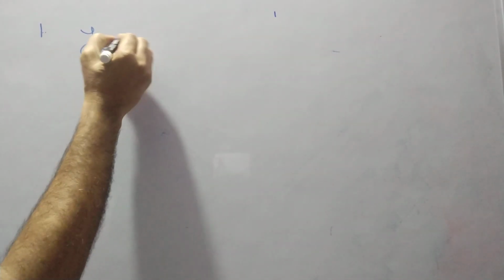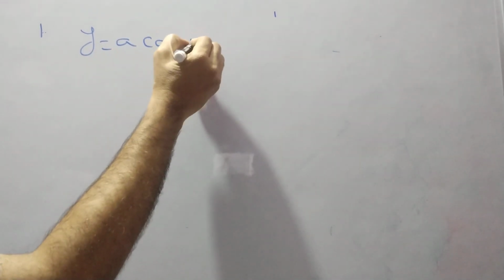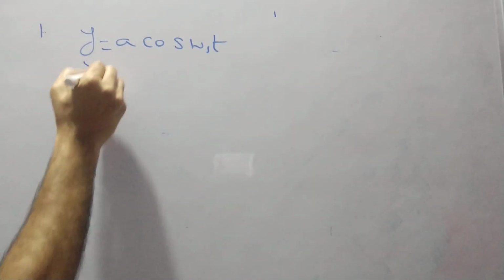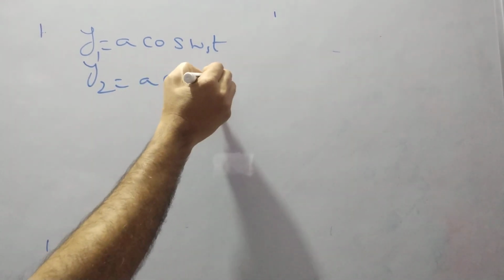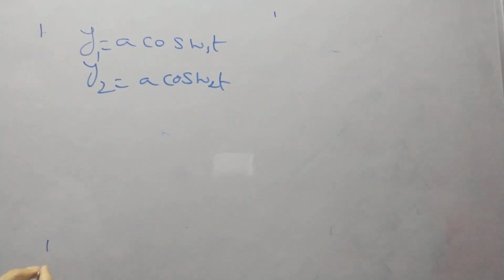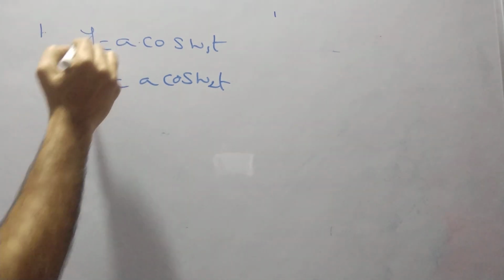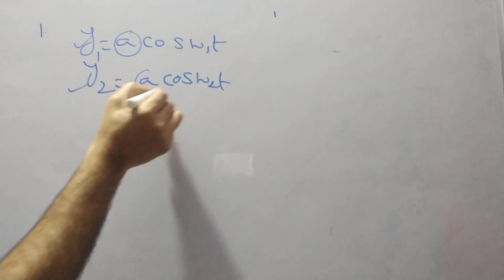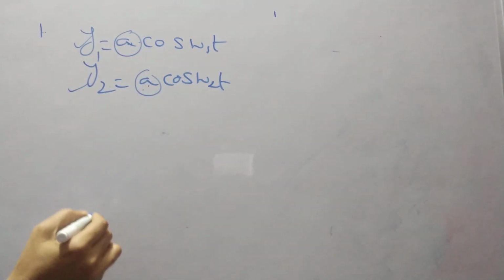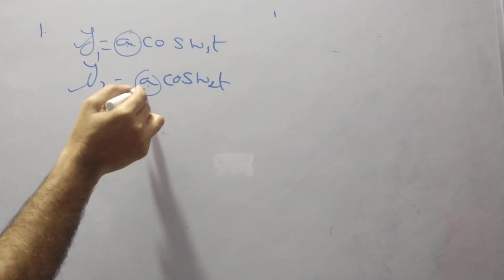Here I will take two waves: y1 equal to a cos omega 1 t, and y2 equal to a cos omega 2 t. The first condition is that I consider two waves here. The second condition is that the amplitude is the same. Here I took a and a. I didn't take A1 and A2, as the condition is that the amplitude should be the same.